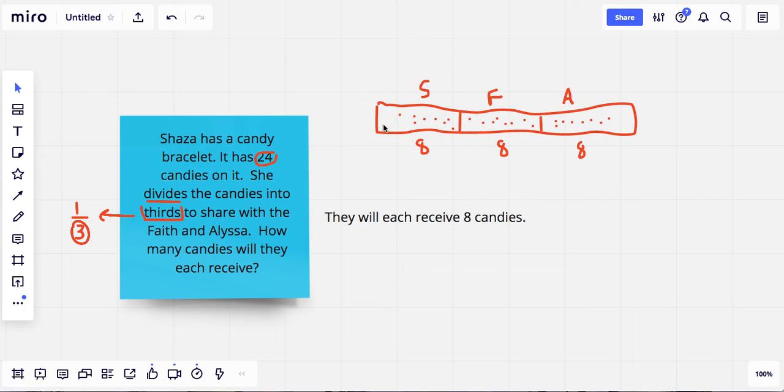Okay, so I'm taking the whole number. If I have 24, and because I'm breaking it down into thirds, in this case I'm going to chop it into 3 parts because I know I'm dividing it into thirds, and then each part has to be the same because those are those fractional pieces.